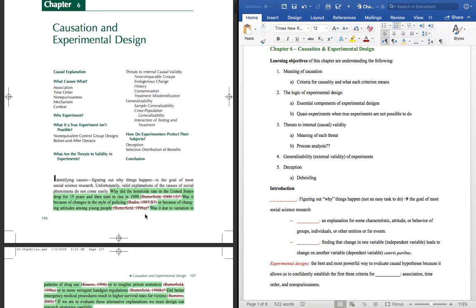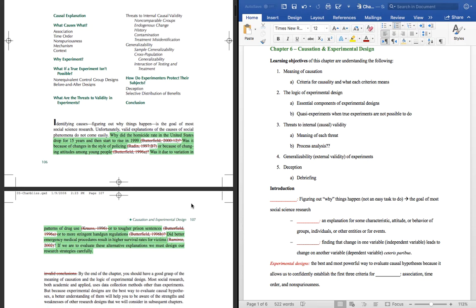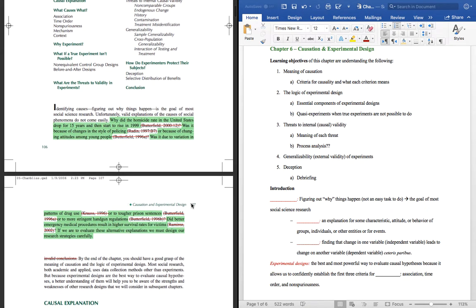On the left side, you see that the article starts by defining causation. And it starts by what identifying causes mean. By causation, we want to figure out why things happen. It's not an easy task to do, but it's the goal of most social science research. So here, causation is the process of figuring out why things happen.